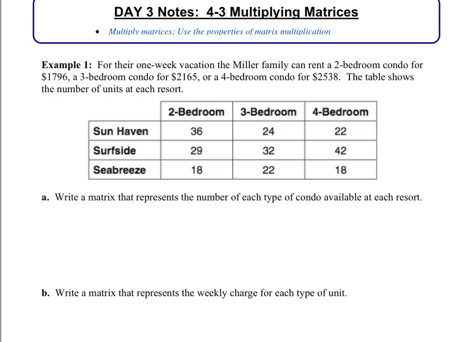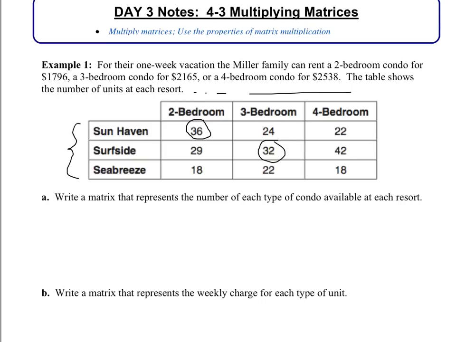So notice our rows here. We have Sunhaven, Surfside, and Seabreeze, and then across the top we have our columns, which are the 2-bedroom, 3-bedroom, and 4-bedroom. So basically, if you were to interpret what this means, Sunhaven, for example, has 36 2-bedroom units, Surfside has 32 3-bedroom, and so on. So that's how you would interpret this data.